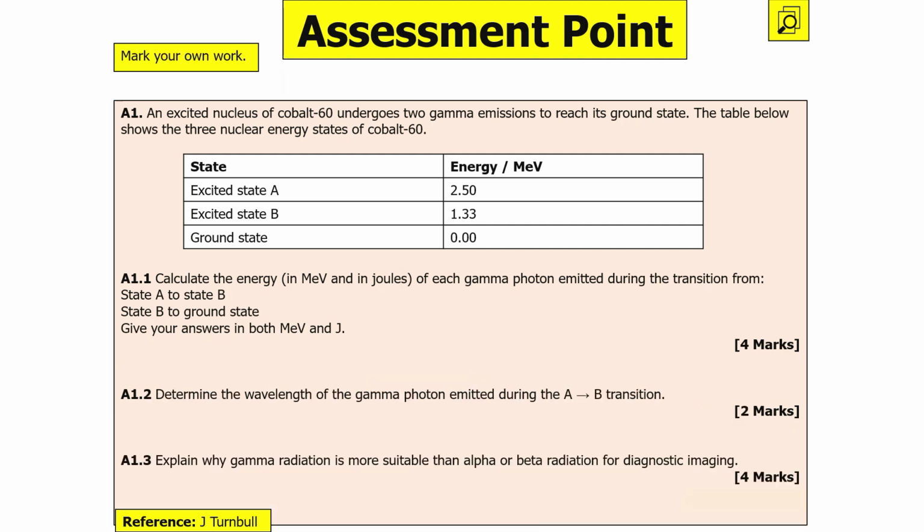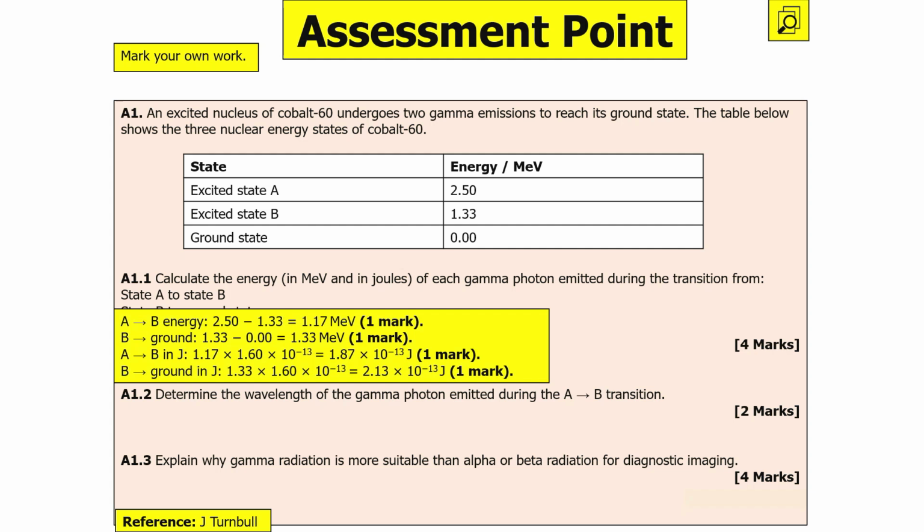Right, in our first question, we know A to B has an energy of 1.17 MeV, whilst from B to ground it's 1.33 MeV. We can then convert both answers by multiplying by 1.6 times 10 to the minus 13 to get into joules. So it becomes 1.87 times 10 to the minus 13 joules and 2.13 times 10 to the minus 13 joules.